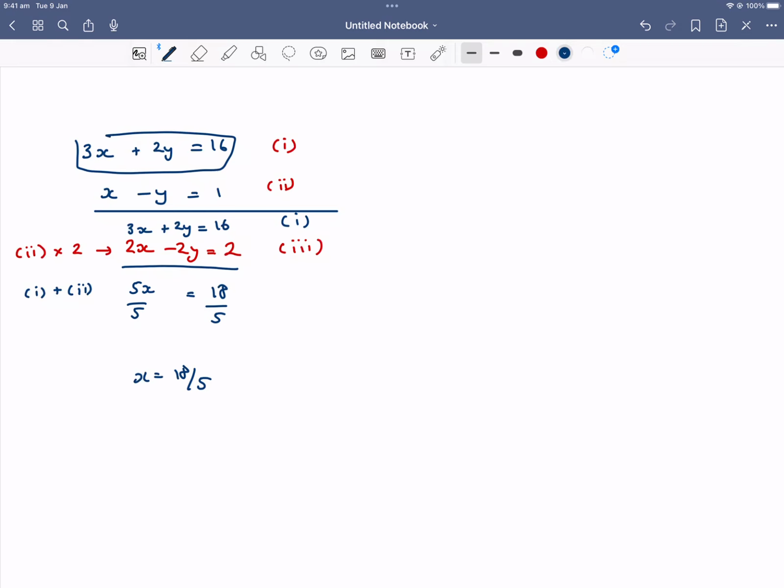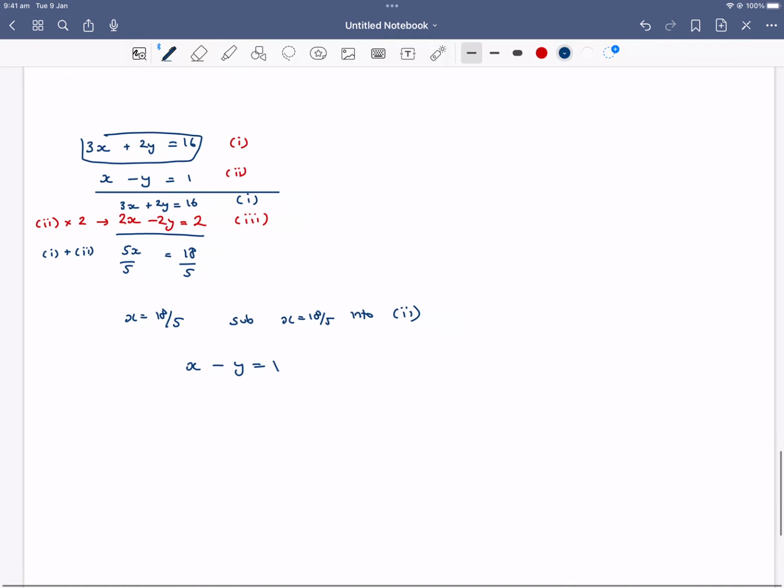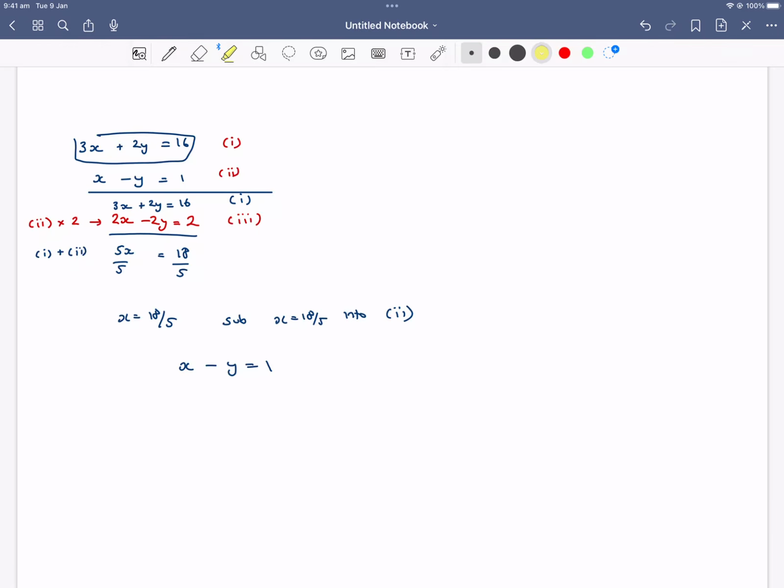Now, remember our final step, sub that, and let's sub it into equation 2. Sub x equals 18 on 5 into equation 2. So we've got x minus y equals 1. And instead of x, I'm going to substitute 18 on 5. So you've got 18 on 5 minus y equals 1.